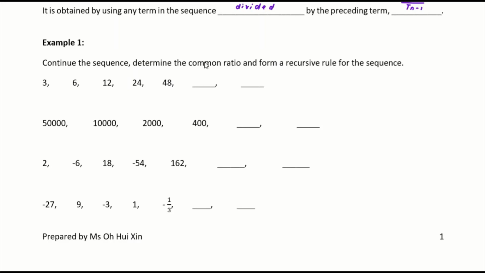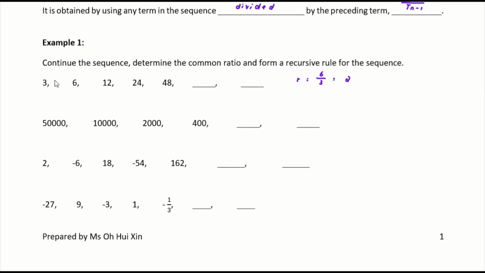So let's try to find out the common ratio first. As I mentioned previously, you can take any term and divide by the term previously, then you should be able to get your common ratio. So in this case, R will be equal to, take any number. For example, I get the first one and the second one, then it will be 6 divided by the previous term, which is 3. So I'll be able to get 2.